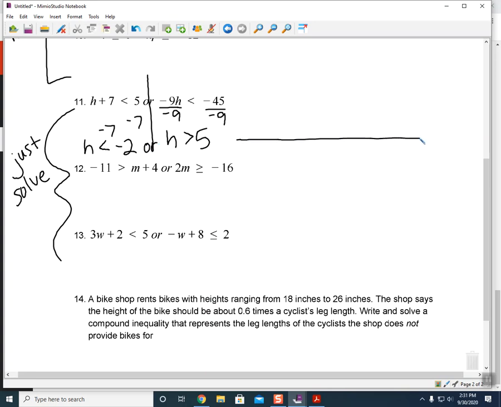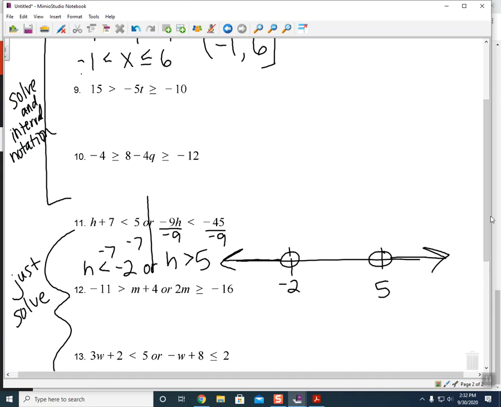So if I were to graph this, it would look like this. I would have a negative 2 here. I could have my 5 up here. I would have an open dot on negative 2, open dot on 5, arrows pointing in opposite directions. Okay, that's all I have to do for that. Like I said, you don't have to do that in interval notation because it's weird, and we're not going to look at that quite yet.